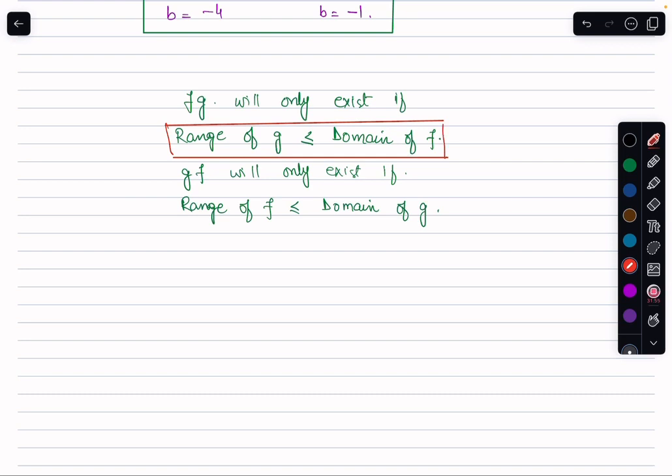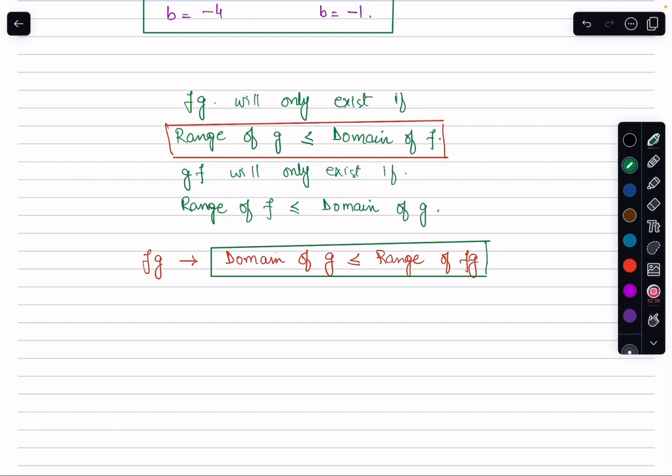There is one more condition also. You might also say that if there exists a function fg, then in this case we should know that it's the domain of g. We are just doing the opposite now. The domain of g must be, meaning it should be less than or equal to the range of fg. So these are the two conditions which one should know with respect to a composite function.